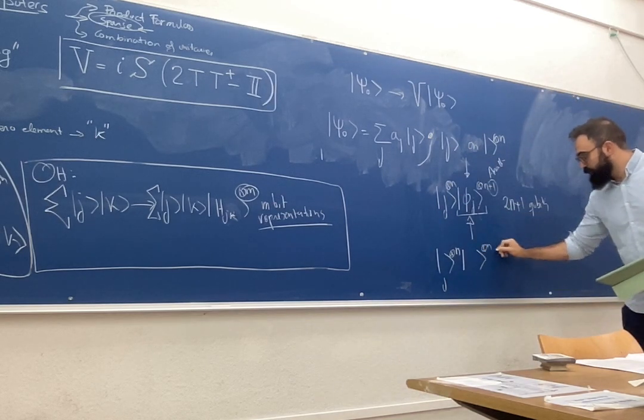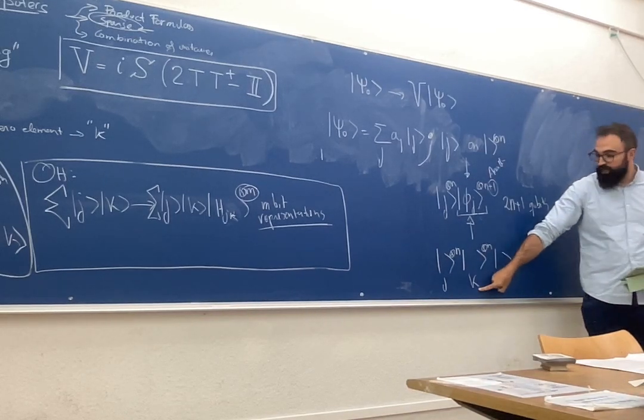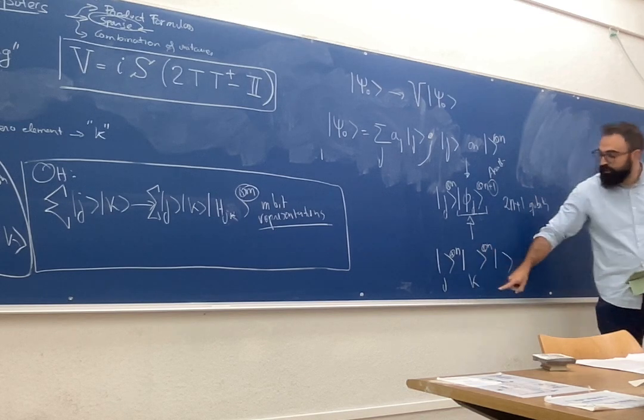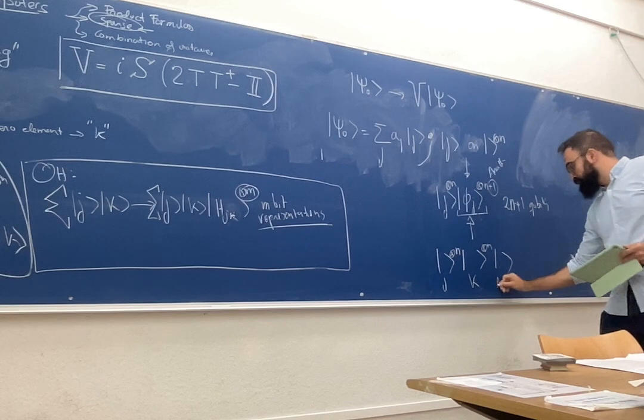So we have added the space of k's. We have the initial space of j's in which our state is represented, the space of k's, and the ancilla. Okay.